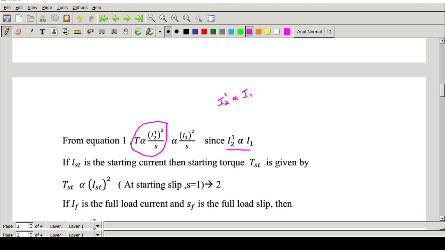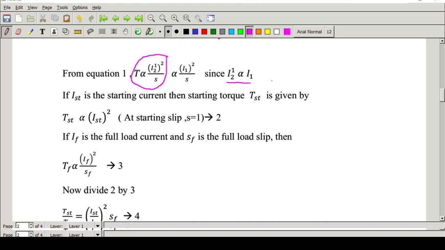Now we can slightly modify this relation. Our intention is to reduce the starting current, right? So let's take IST as the starting current and TST as the starting torque for better understanding. The same thing can be applied to this particular equation, and we get the starting torque TST is proportional to IST the whole square. Here you can see there is no slip because I have taken slip equal to 1. Why? Because this is the starting torque. Only for the starting torque, in the equation, slip will be taken as 1.